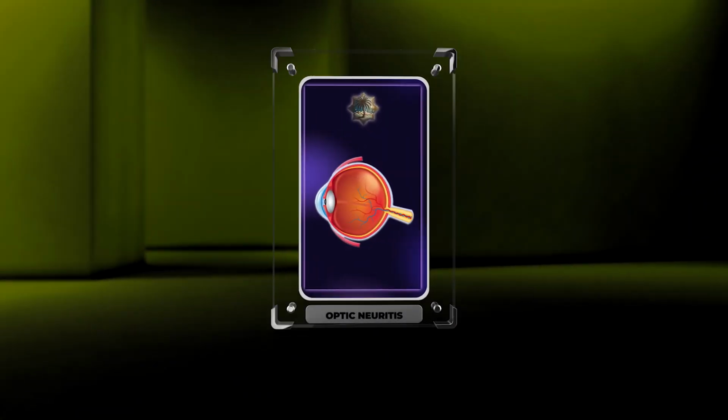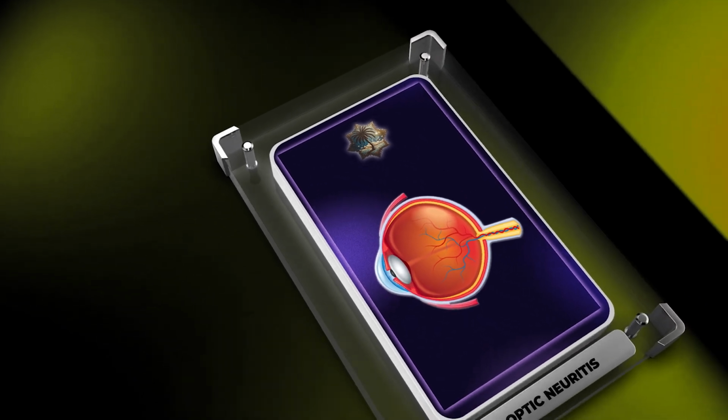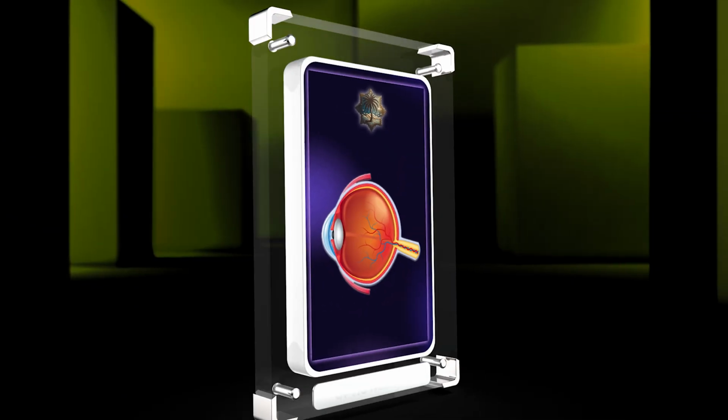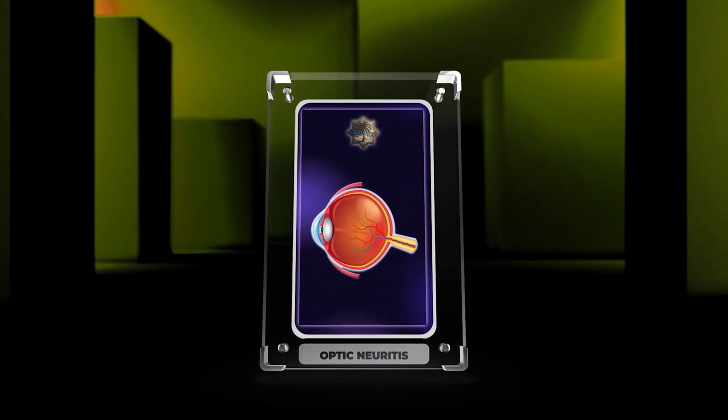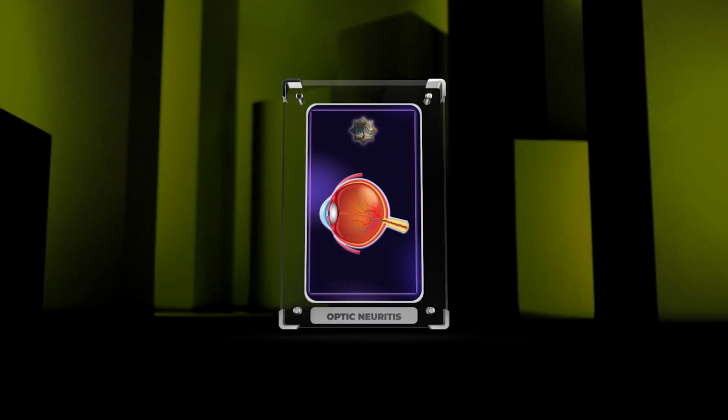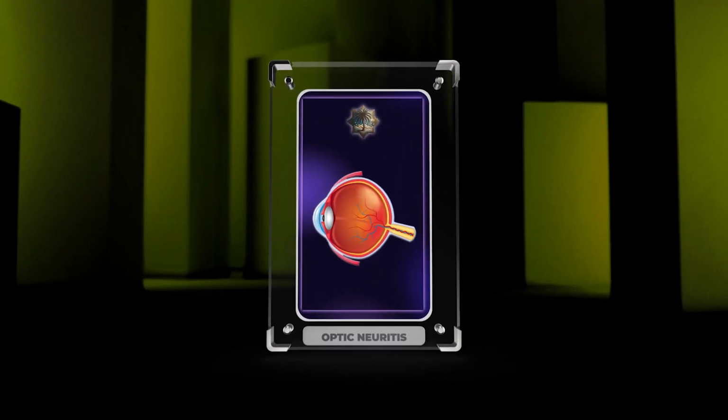Introduction. Optic neuritis is a condition characterized by inflammation of the optic nerve, leading to visual disturbances. It is an important clinical entity that can occur in isolation or as a manifestation of various systemic diseases. Understanding the mechanisms of inflammation in optic neuritis is crucial for accurate diagnosis and effective management.